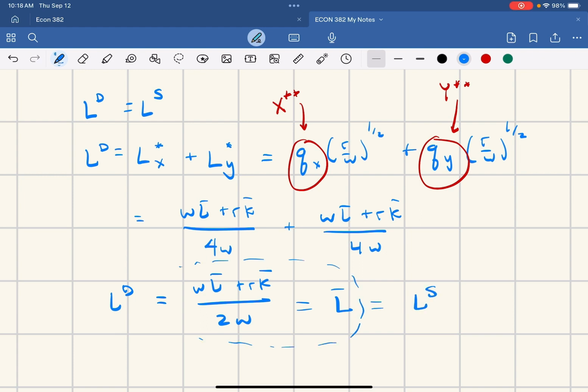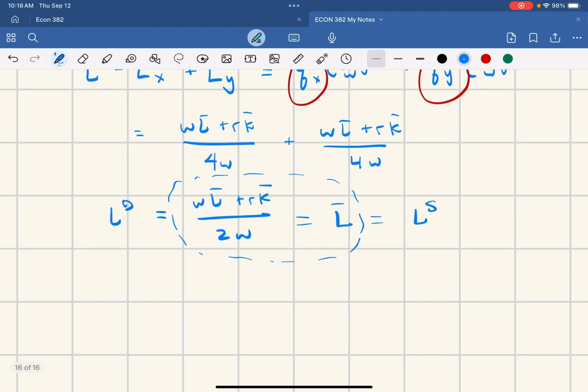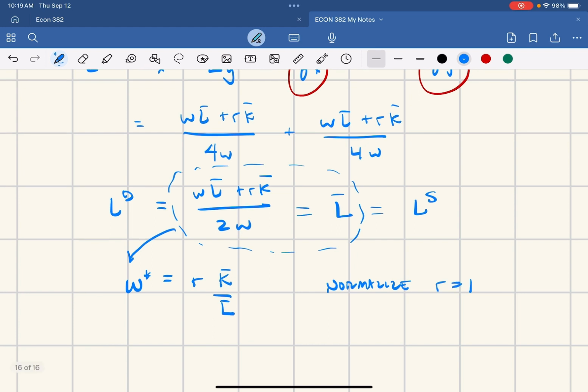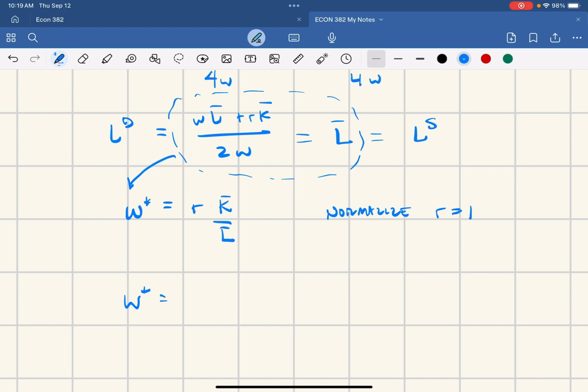So now here I have an equation of L bar as a function of W and R. So I'm going to solve for wages. And what I get from this equation is the optimal wage is equal to capital K bar over L bar. So from here, what we can do is normalize that R is equal to 1. And if we do that, then our optimal wage is the initial endowment of capital over the initial endowment of labor. And so if we're given those in the problem, we can simply put those in.